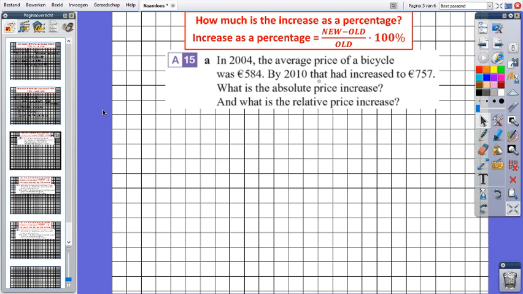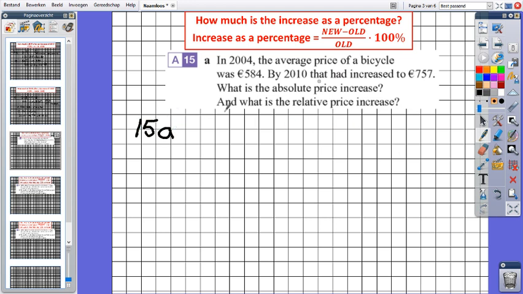Okay, good day everyone. For now we're going to take a look at two extra examples which are both about calculating percentage. In one case increases, in the other case decreases. And I'm going to start with the increases. Take a look at exercise 15a.